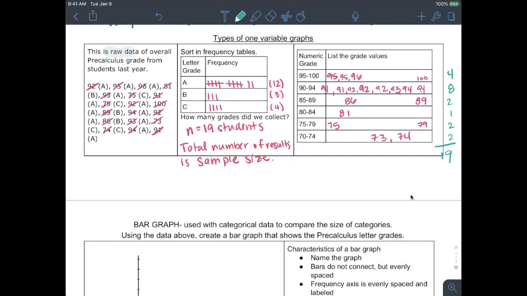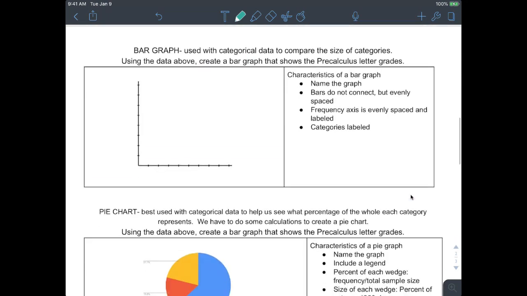Okay, so let's go ahead and use our information for a bar graph. A bar graph is a good way for us to compare the size of the different categories. A couple of features about bar graphs: we need to make sure we name the graph so we know what we're looking at. What we're looking at is pre-calculus letter grades. Okay, so that's done.